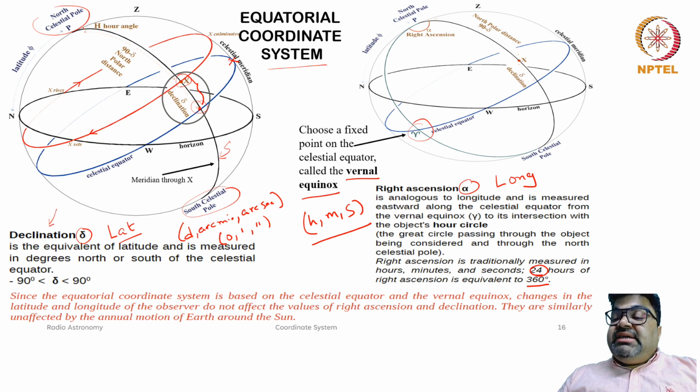And the angular separation between this meridian, which is passing through X, and the local meridian, which is passing through the zenith of the observer, the angular separation between those two meridians is known as the hour angle. So for example, if the source is passing through the zenith, then its hour angle will be equal to 0, right?